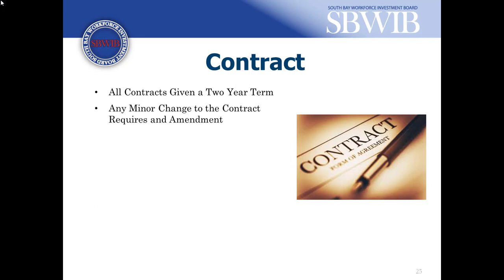Before we discuss contract components, it is important to understand a contract's lifespan. All contracts are given a 2-year term. Any minor changes within that 2-year term require an amendment to the contract, and only affected changes are listed in the amendment.